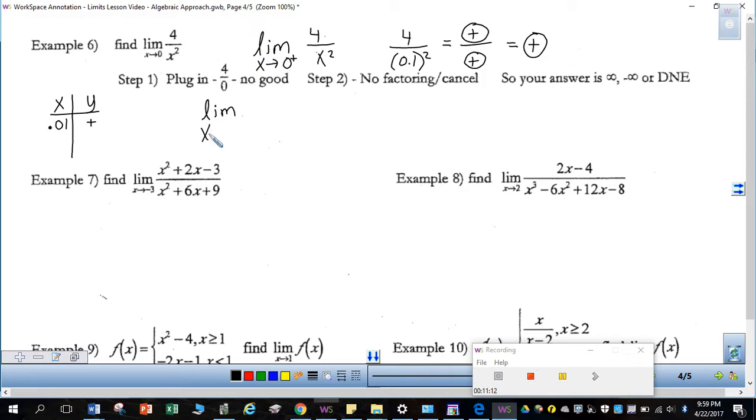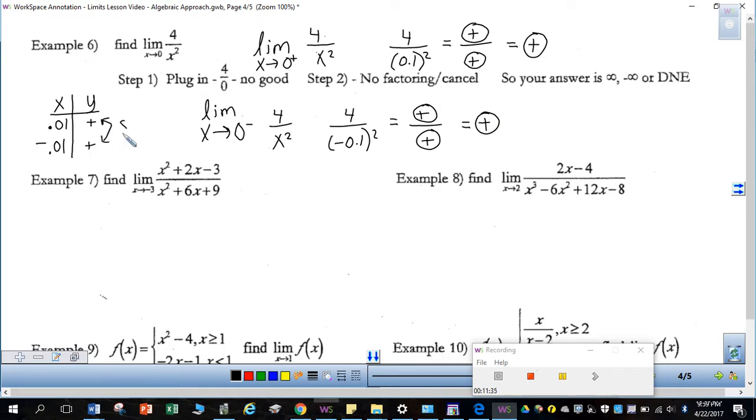Finding the limit as x approaches 0 from the left side, we want to choose an x value that's just below 0, so we could do negative 0.01. And if we think about plugging that in, a negative number squared is still positive. So again, we have a positive divided by a positive, giving us positive. Because these are the same, that means that our graph should be approaching positive infinity on either side of x equals 0, and so that means that our limit answer is positive infinity.